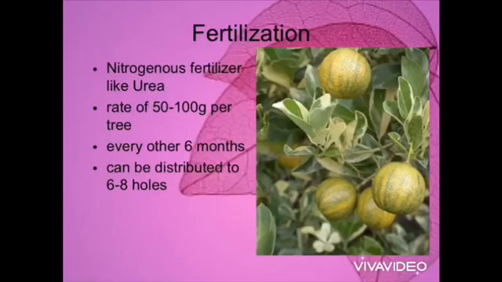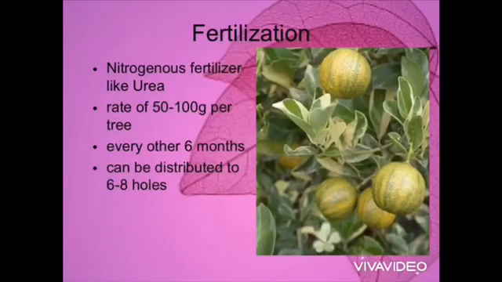For the fertilization of calamondin, nitrogenous fertilizers like urea are applied at the rate of 50 to 100 grams per tree starting from 1 month after planting and every 6 months thereafter. This rate is increased to 200 to 300 grams per tree in the second year. When the tree starts bearing fruits commercially, 350 to 400 grams of complete fertilizer is applied. The rate increases correspondingly as the tree becomes bigger.